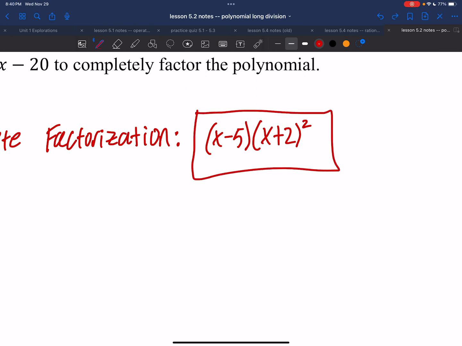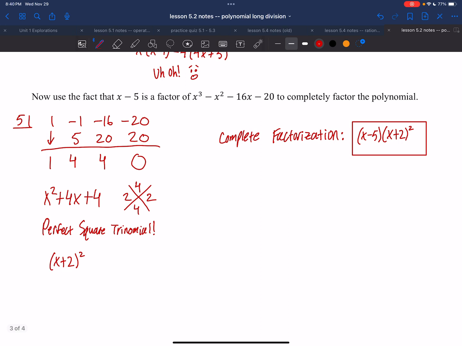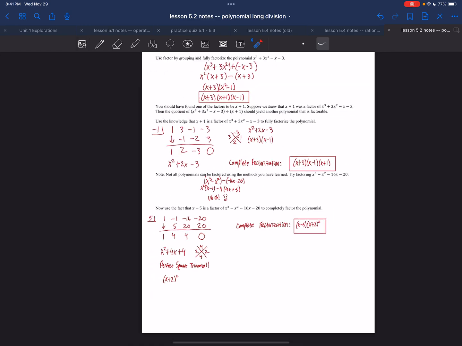Now, you might be saying, now, Mr. Spake, aren't we cheating a little bit? How do you know that x minus 5 was a factor? Tune in to lesson 5.4 to figure out how we may have known 5 was a root. But that's in lesson 5.4, okay?